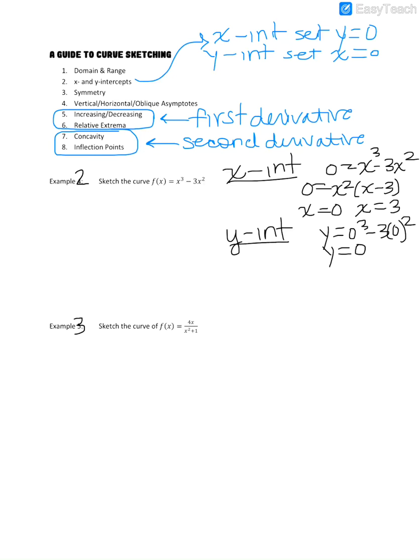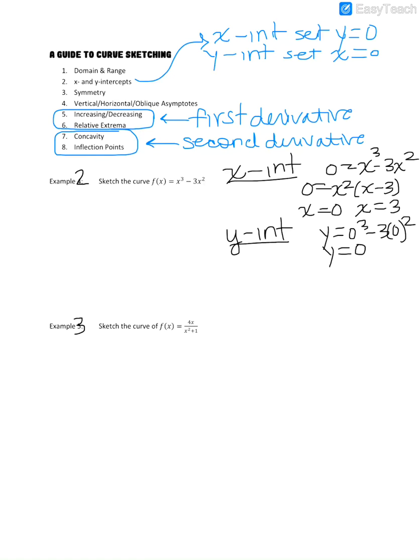Y-intercept. Okay, the next thing is asymptotes. I do not have any asymptotes because I do not have a rational function, meaning a fraction. Okay, so I'm going to skip that. And now we're going to go to increasing, decreasing, and extrema.